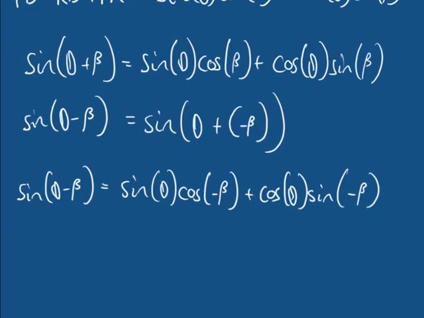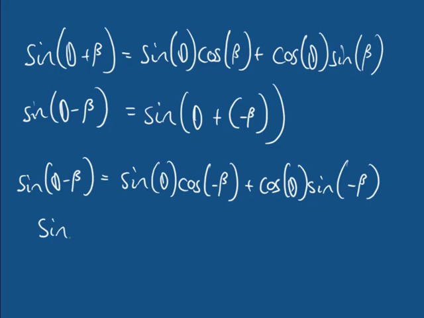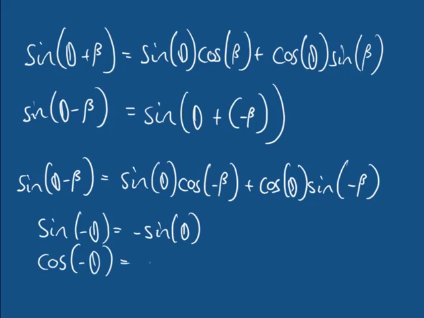Now we saw in the previous video that the sine of minus theta is equal to the minus sine of theta, and that the cosine of minus theta is equal to the cosine of theta. Therefore, the cosine of minus beta is simply the cosine of beta, but the sine of minus beta is equal to minus sine of beta. So this is going to be a minus multiplied by the sine of beta, which is the same as having minus multiplied by cosine of theta sine of beta.